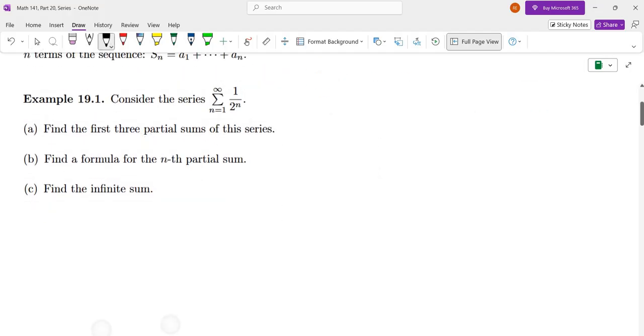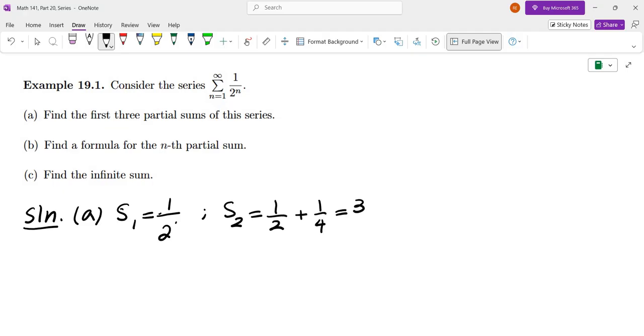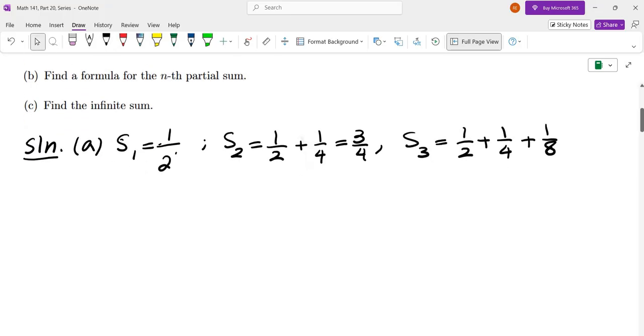Let's look at one example. Consider the series sum of 1 over 2 to the power of n when n goes from 1 to infinity. We want to find the first three partial sums. So the first partial sum is just 1 over 2. The second one is 1 over 2 plus 1 over 4, so 3/4. The third one is 1 over 2 plus 1 over 4 plus 1 over 8, which is the same as the previous one plus 1 over 8, and that gives us 7 over 8.